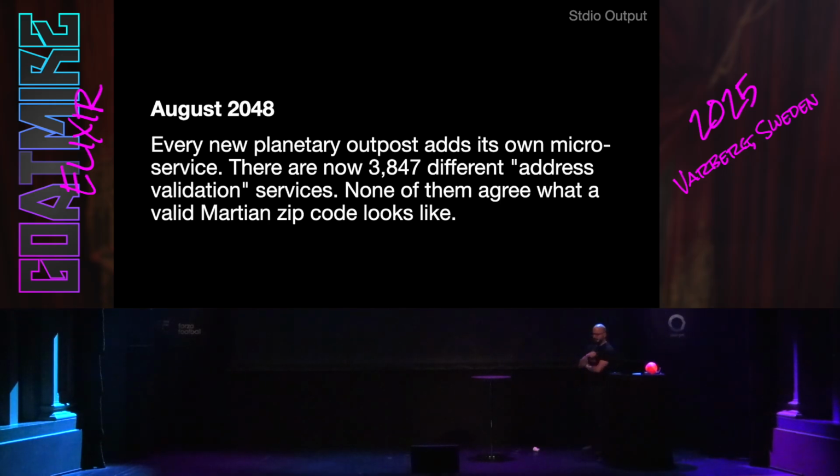Okay, August 2048. Every new planetary outpost adds its own microservice. There are now 3,847 different address validation services, and none of them agree what a valid Martian zip code looks like. I don't even want to imagine time zones in this system.